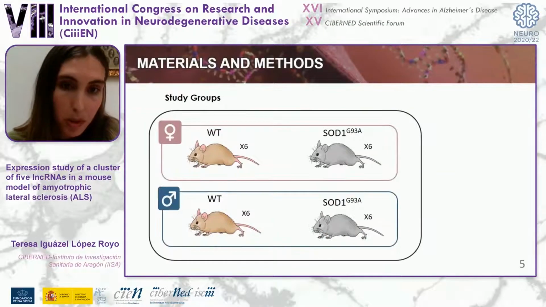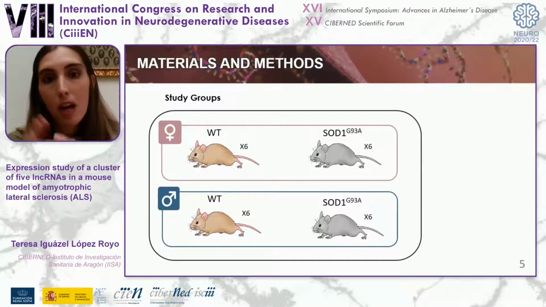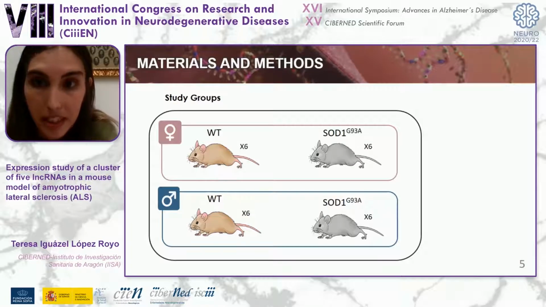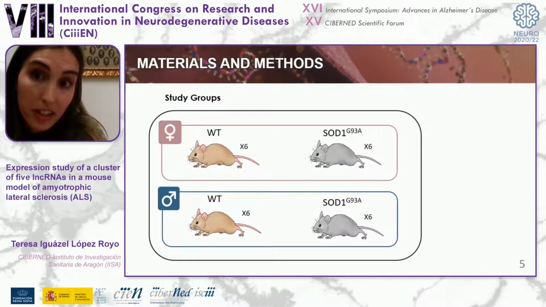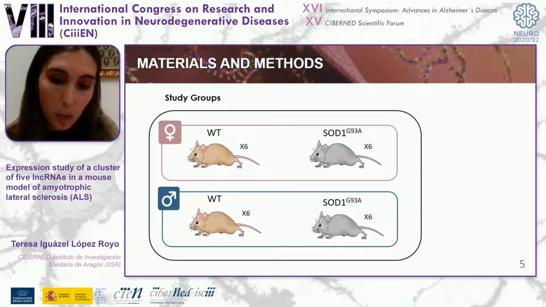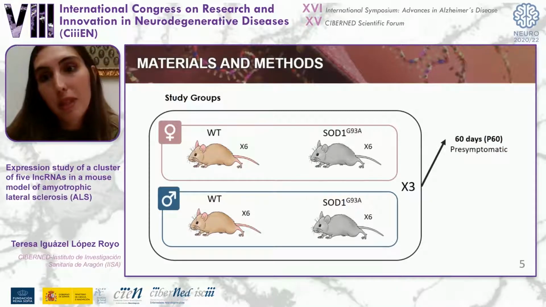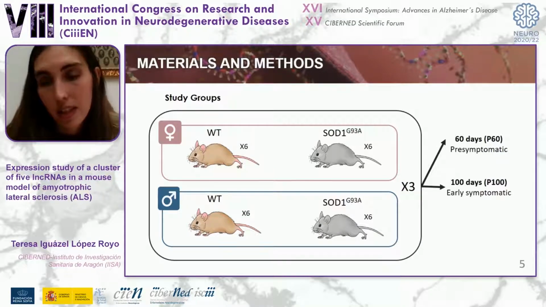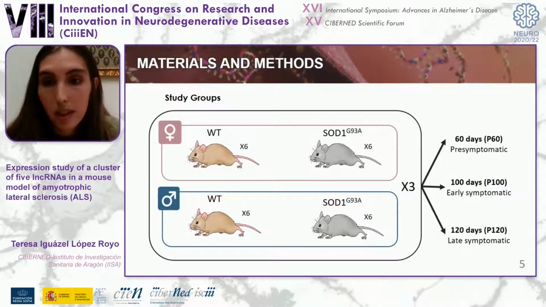So for this purpose, we collected samples from 24 mice balanced on sex and genotype, half of them being wild type and half of them having a mutation in the SOD1 gene. We chose this mouse model because it's one of the best characterized for this disease. And we did this at 3 different time points. The first one is 60 days, which represents a presymptomatic stage, also 100 days that could match with an early symptomatic stage in this animal model, and 120 days that would represent a late symptomatic stage.